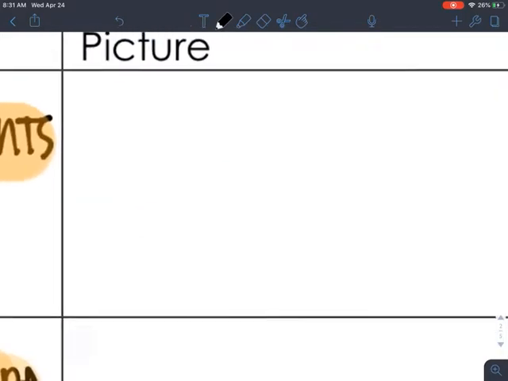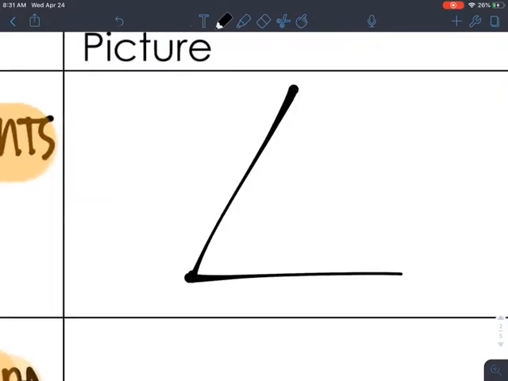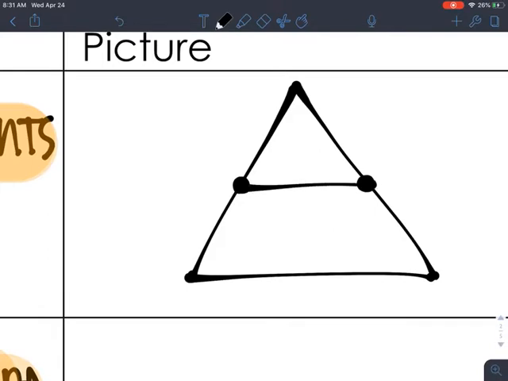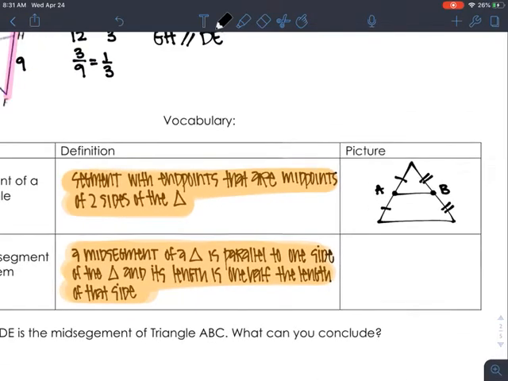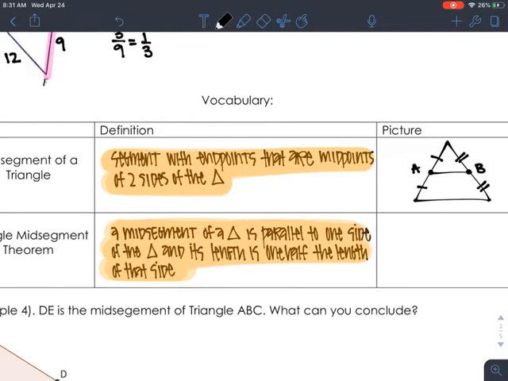A mid segment of a triangle is a segment with endpoints that are midpoints of two sides of the triangle. So if I quickly sketch my triangle, and I eyeball the midpoint of this side, and the midpoint of this side, and then connect them, this segment right here, AB, is my mid segment. That was just a definition, and now we have a theorem.